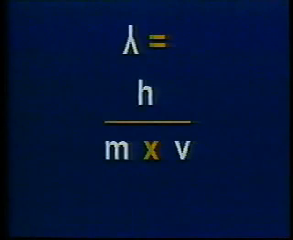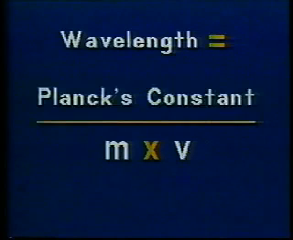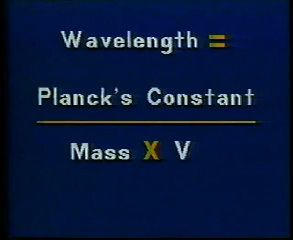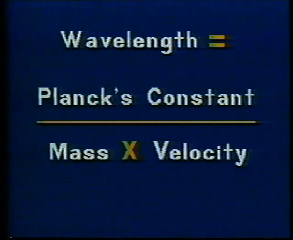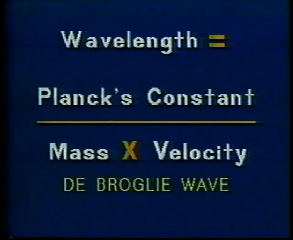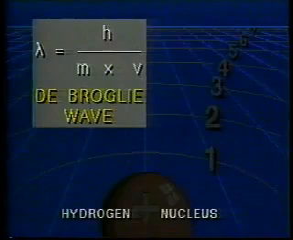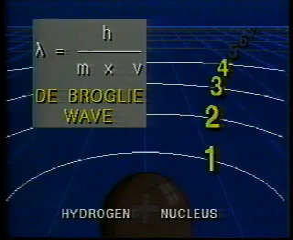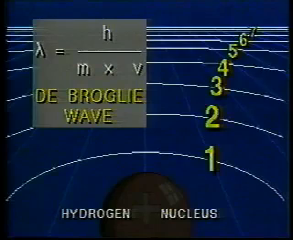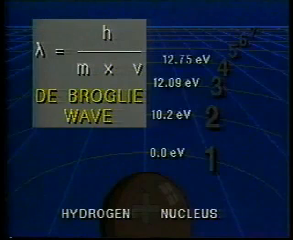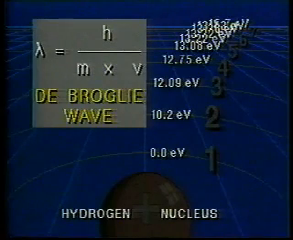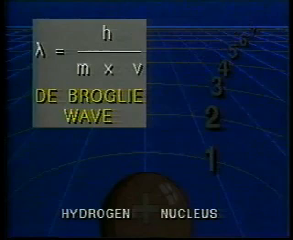De Broglie suggested that his matter waves would have a wavelength inversely proportional to the electron's momentum, which could be calculated by multiplying the mass of the electron by its velocity. De Broglie showed that by using his matter waves, he could predict each allowable orbit and its radius for the hydrogen atom. He also came up with the same energy levels as those predicted by the Bohr model.